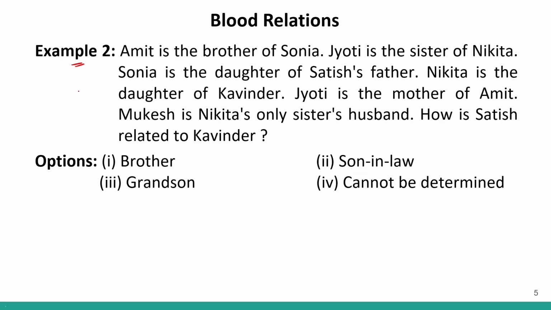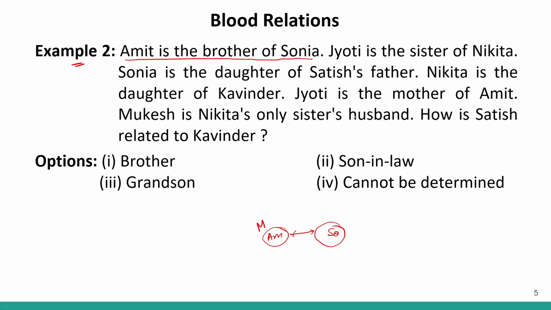Example number 2. Example number 2 says Amit is the brother of Sonia. So let us draw the chart. Amit is the brother, so male, of Sonia. Now we cannot assume the gender of Sonia. I've told you Sonia is a commonly female name, right? Sonia is a name that is used commonly for females. But since it is not mentioned in this particular sentence, the gender of Sonia is not mentioned. So we cannot assume it. Okay. So we just know the gender of Amit, which is male.